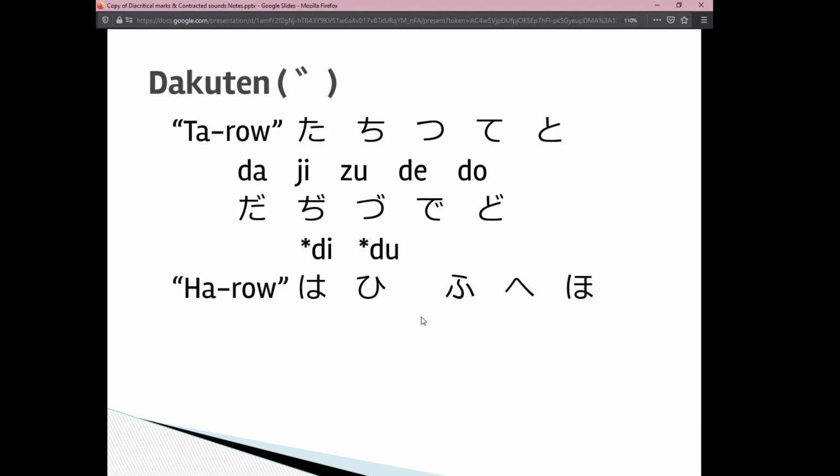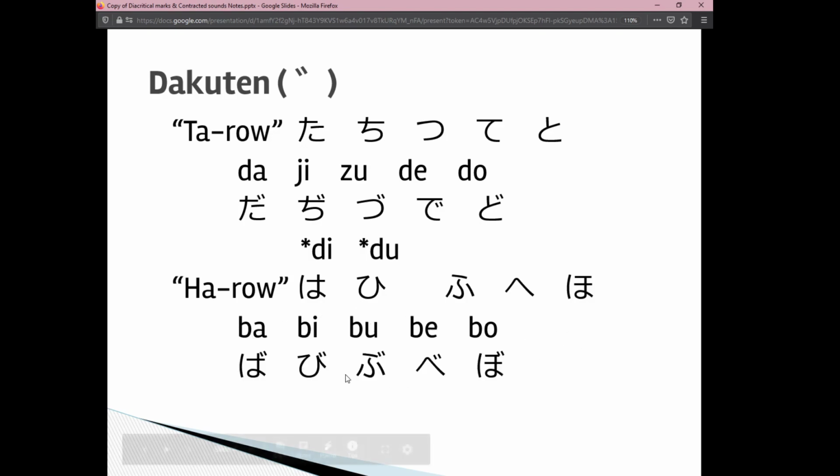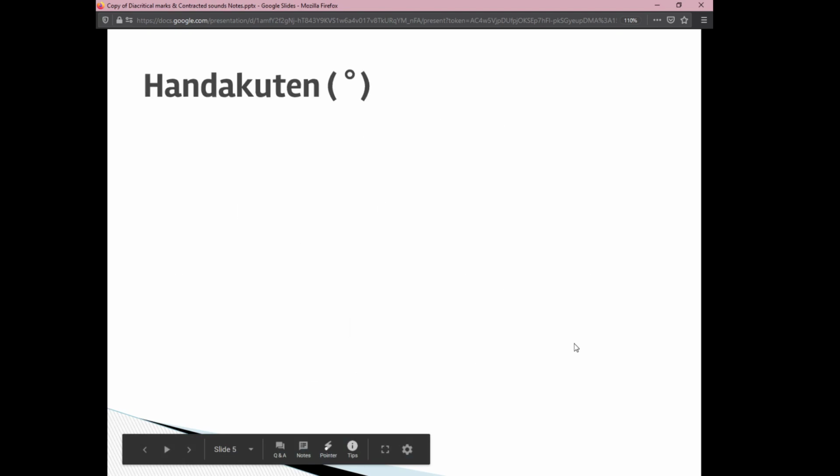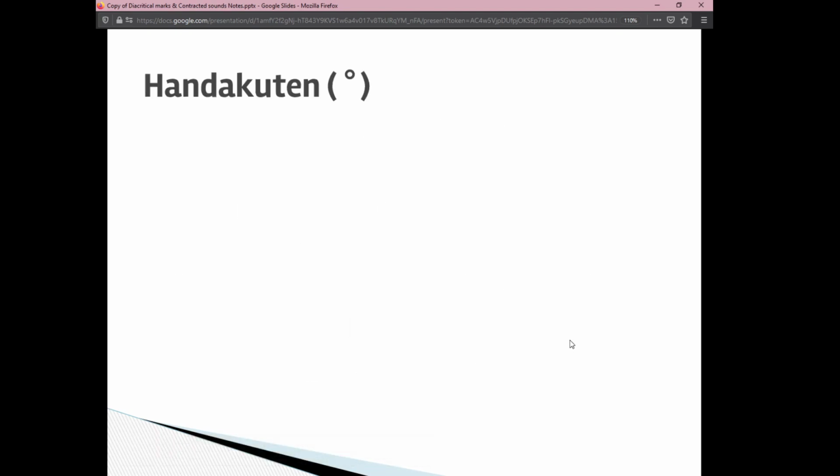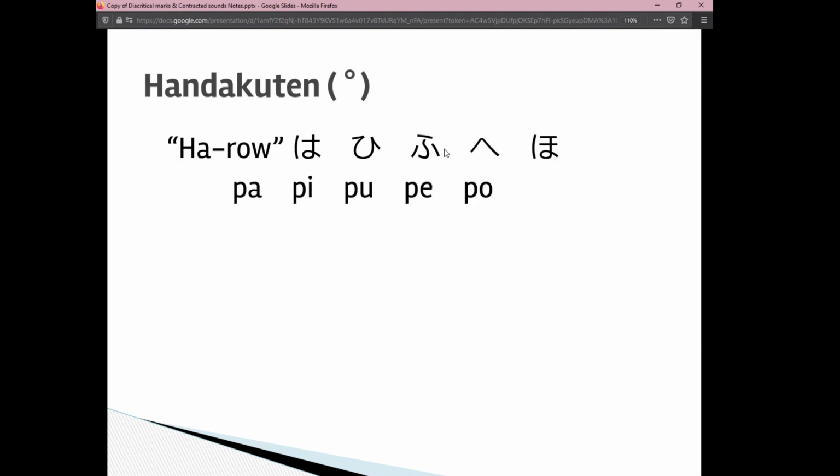Now let's look at our H row. We have ha, hi, fu, he, ho. If we add that dakuten, it becomes ba, bi, bu, be, bo, and you can see what they look like there. Then with our handakuten, as we mentioned before, it's only going to be used with the H row. So we have ha, hi, fu, he, ho will become pa, pi, pu, pe, po.